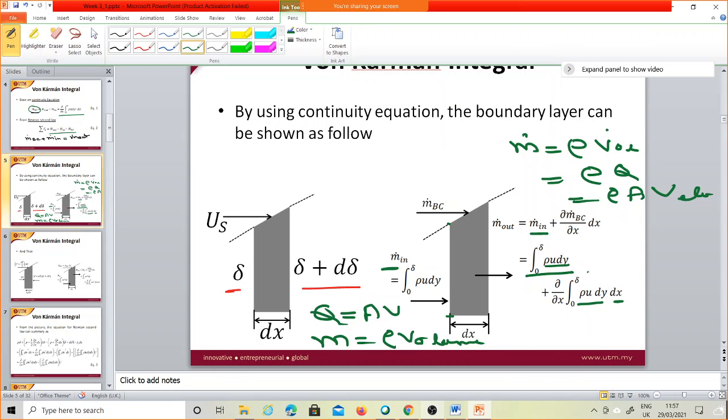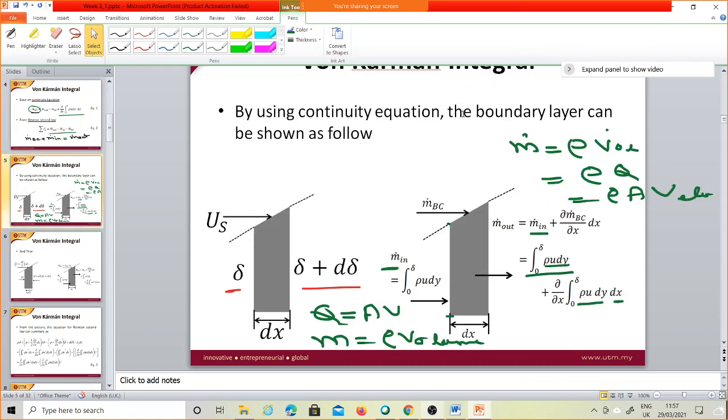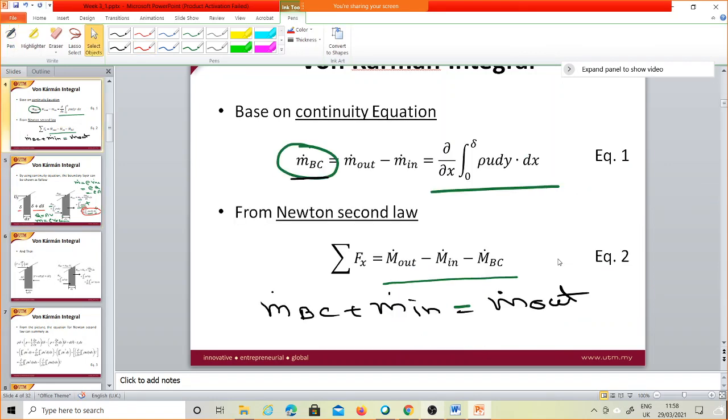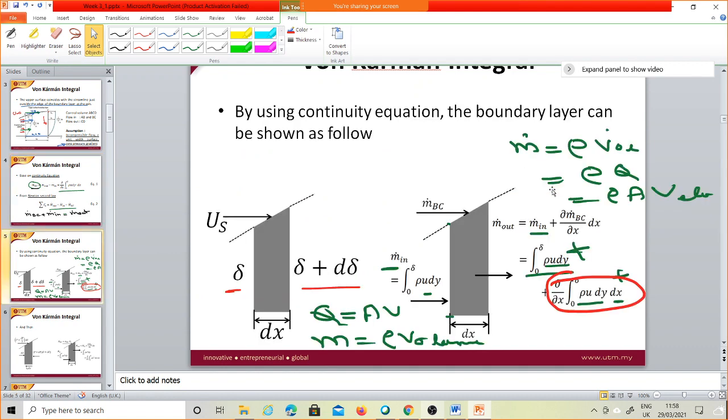So what will be your BC here? This should be out minus in. If you put out minus in, this plus this, then minus this, so this will cancel out, and you will have only this part. That is the flow out, that is BC in this case. So out minus in, that's why we have this expression. Okay, so I would like to end here, then I will continue.